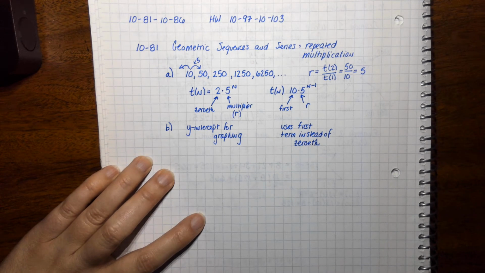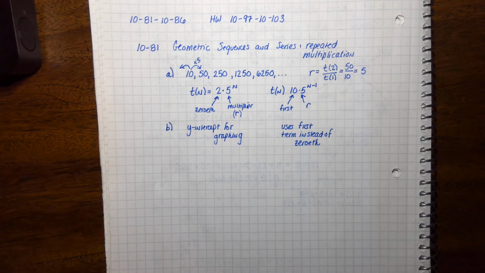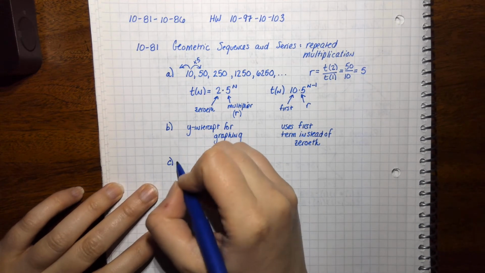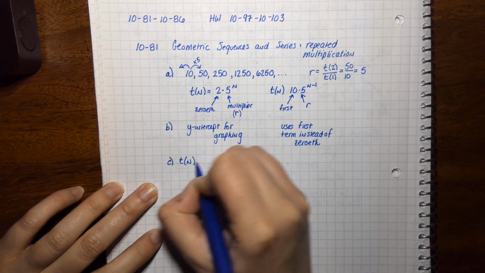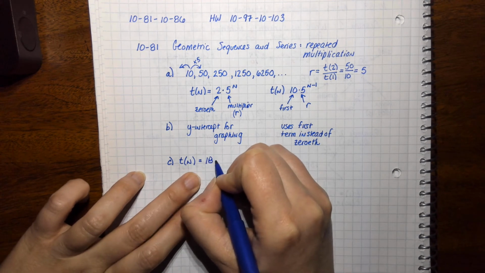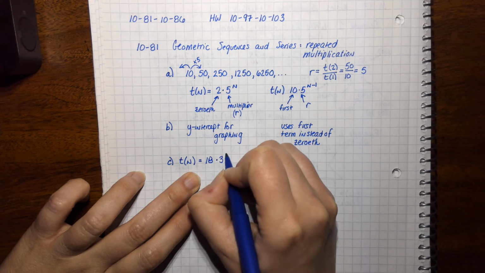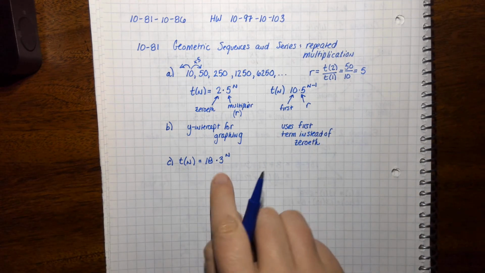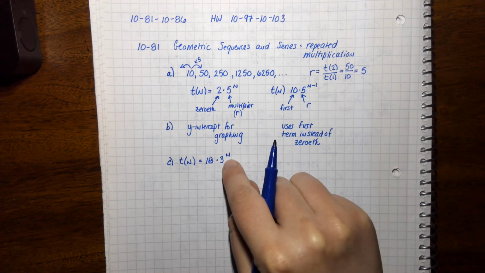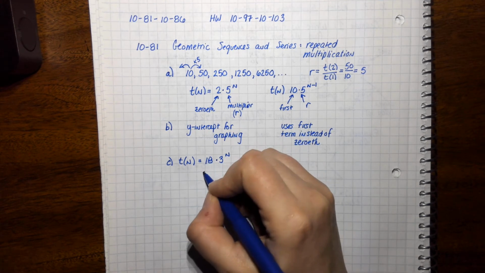C. Rewrite the equation T of n equals 18 times 3 to the n using Caroline's approach. So we have T of n equals 18 times 3 to the n. I can tell that this one has n in the exponent instead of n minus 1, so I can tell that this is the 0th term.